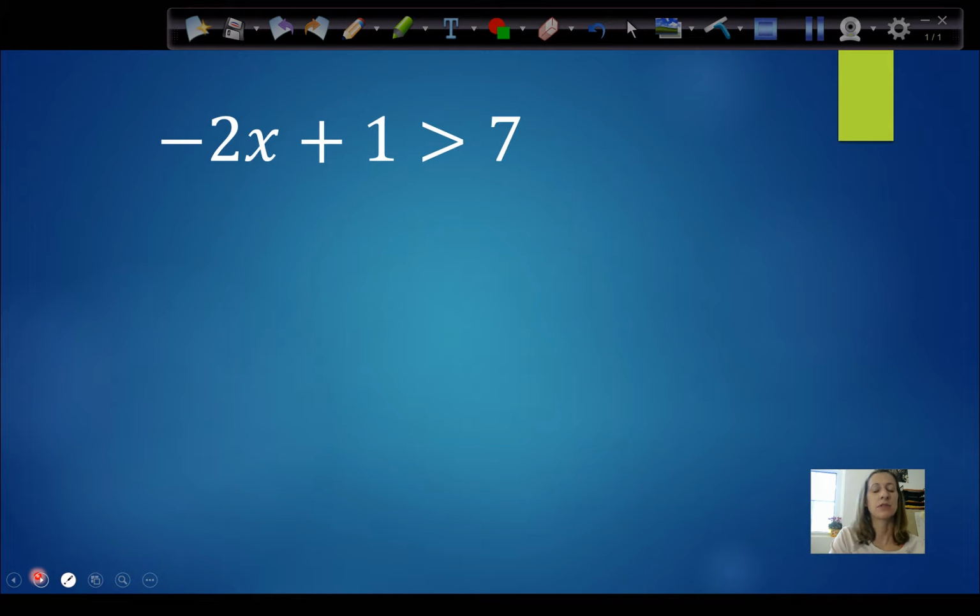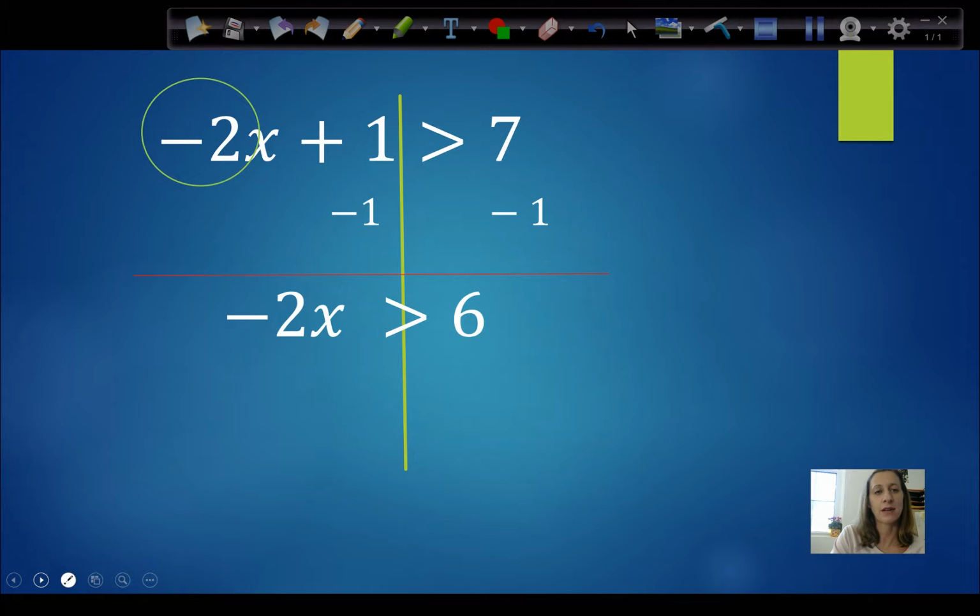Okay, so here's example 2. Negative 2x plus 1 is greater than 7. So this would be our greater than symbol. Again, we are trying to get x by itself. We're just solving like this is an equation. So I'm going to start by canceling plus 1 first. So I'm going to subtract 1 from both sides. And then I'm bringing down everything I haven't used. I have the negative 2x, my inequality symbol, and then 7 minus 1 is 6.